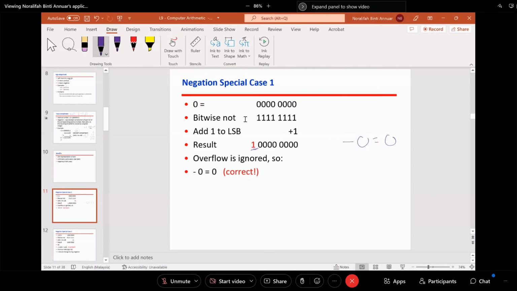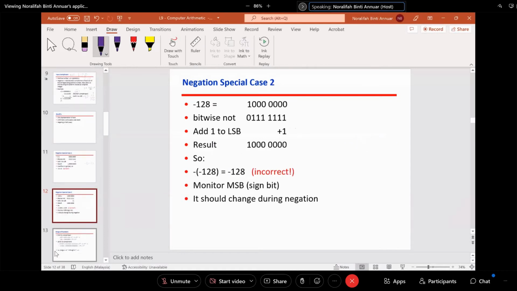Ini special case. This is a special case. So 0 and negative 0 is the same. The value is same, kosong. Tak ada value, kosong. Kosong kan, kosong kan? Betul tak? And then there's a negation special case too.